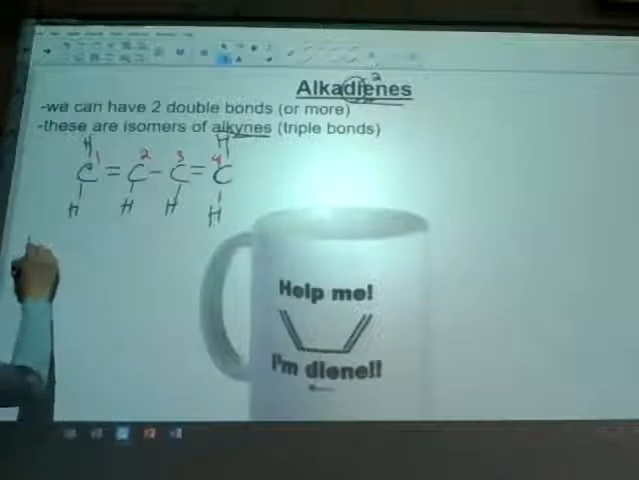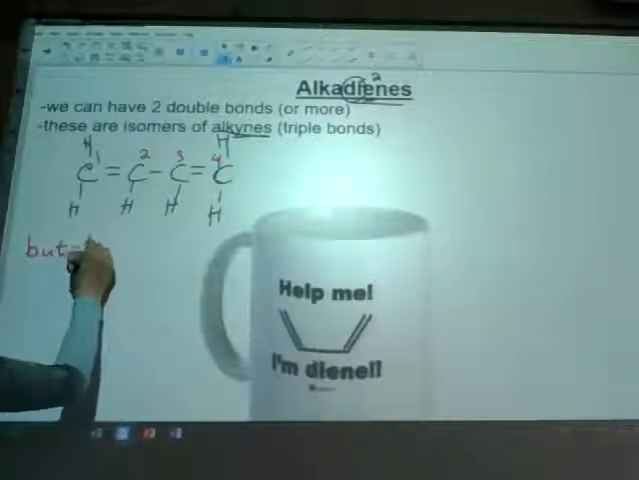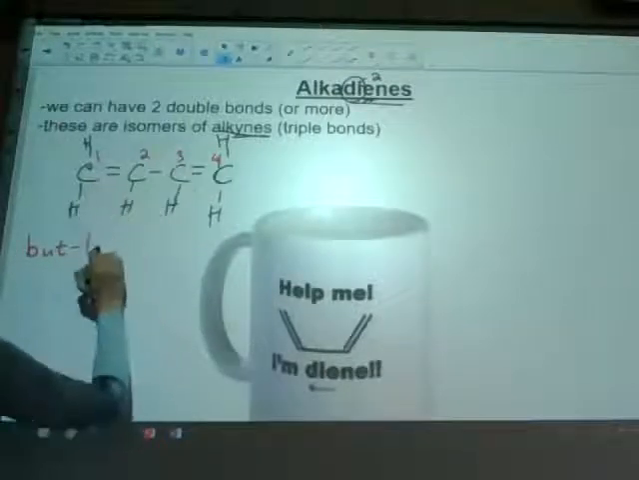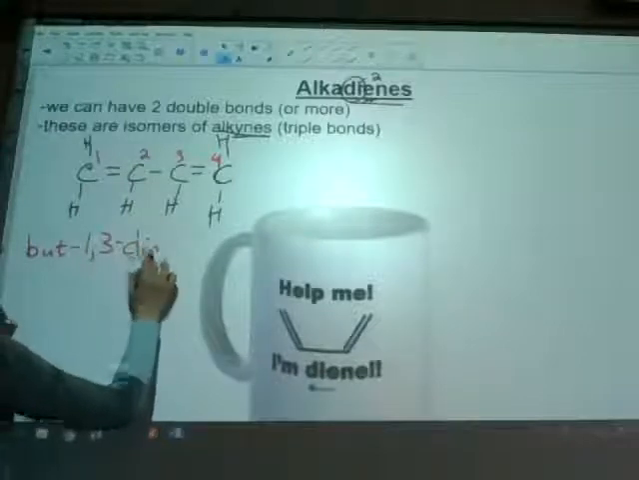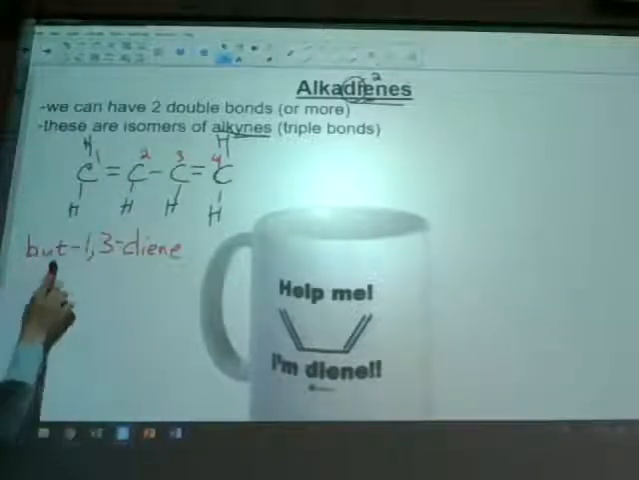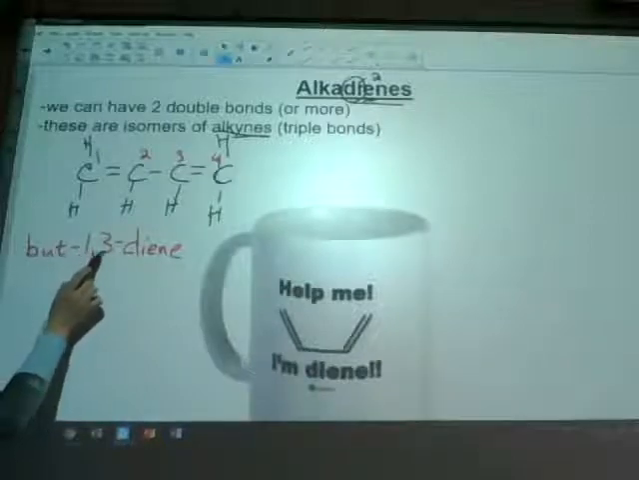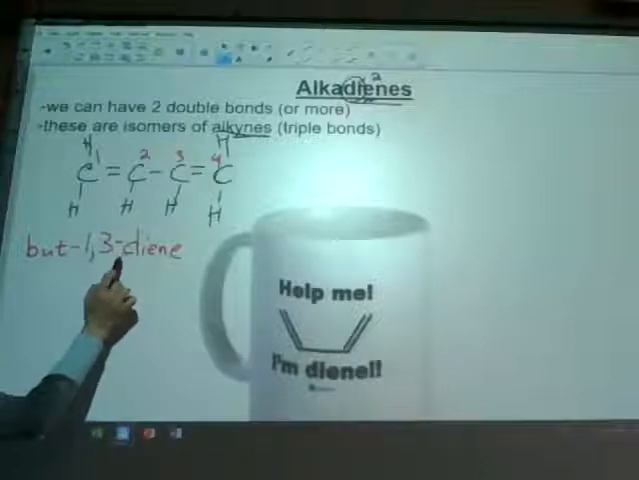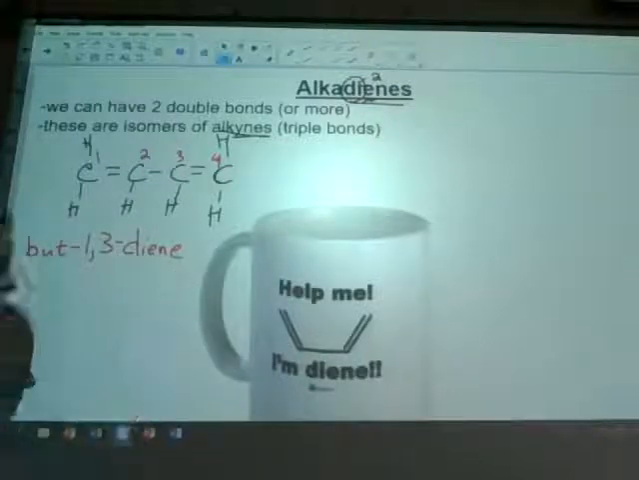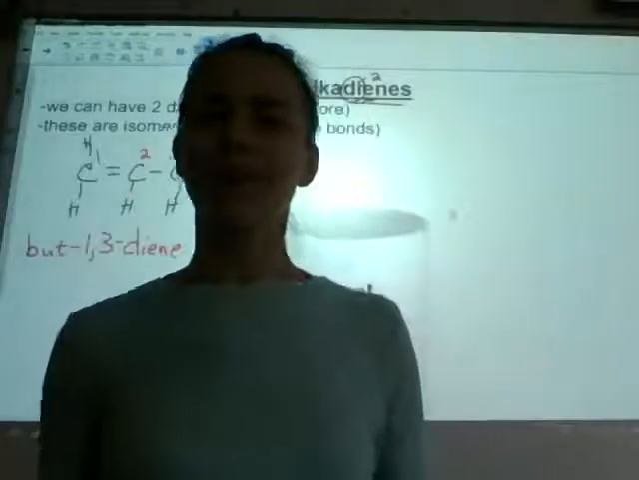So this would be called buta-1,3-diene. Okay, so a 4-carbon chain, and on the first and the third carbon there's a double bond. So that would be buta-1,3-diene.